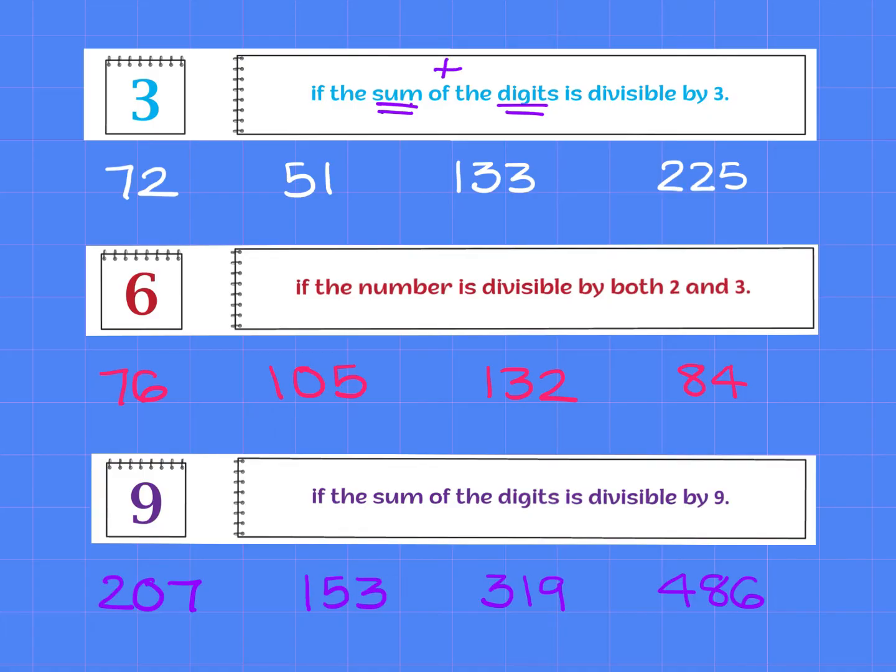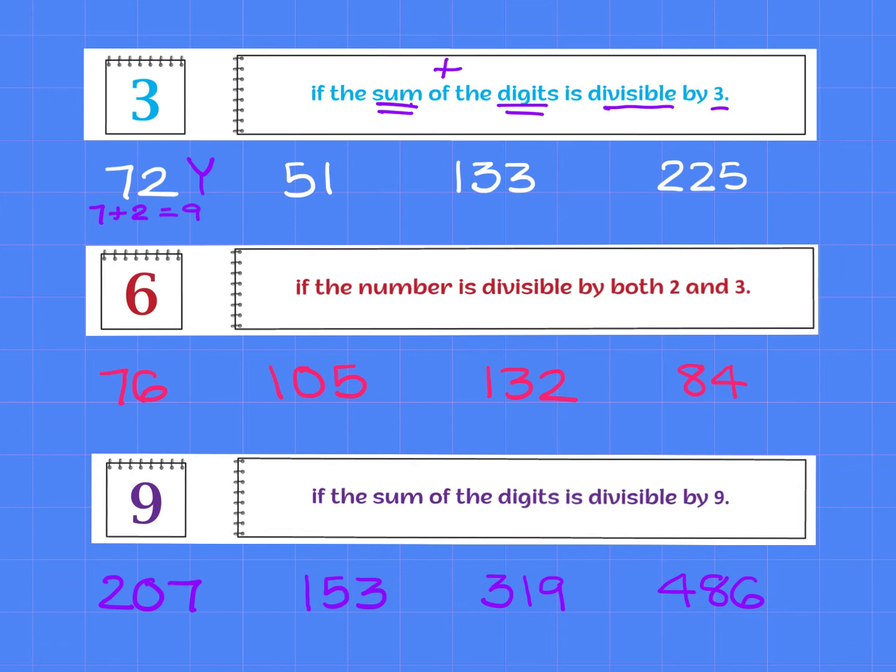If, after we do the sum of the digits, that number is divisible by 3, the whole number is divisible by 3. So let's look at the first one, 72. The sum of the digits means we would do 7 plus 2. Well, 7 plus 2 is 9. Is 9 divisible by 3? Yes. That means the whole number, 72, is divisible by 3.